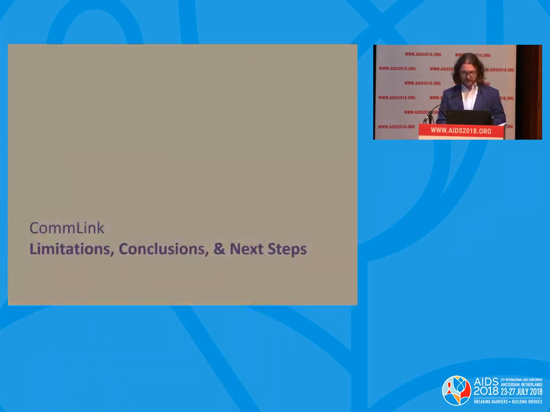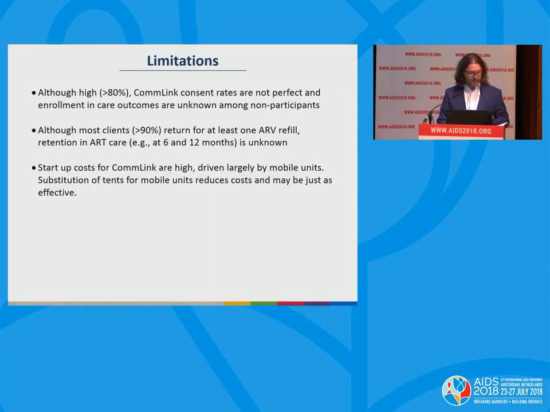All right, let's take a look at limitations, conclusions, and next steps. Obviously, there were limitations to the program. Commlink consent rates are not perfect, and enrollment and care outcomes are unknown among non-participants. Although most clients return for at least one ARV refill, longer-term retention in ART care is yet unknown. And the startup costs for Commlink are high, driven largely by the procurement of the mobile units that the nurses use on site. Substitution of mobile units for portable tents can reduce costs and may be just as efficient.